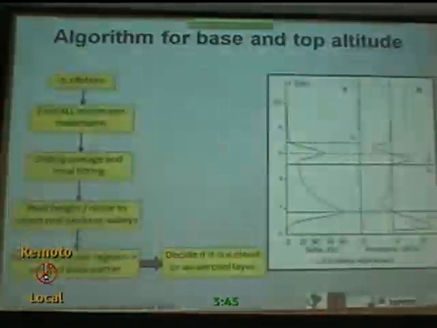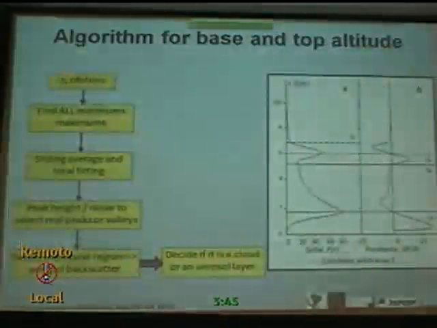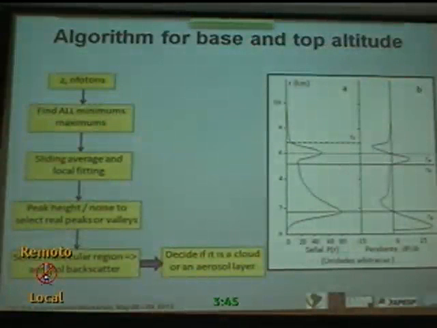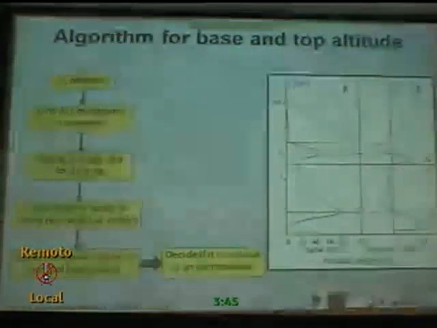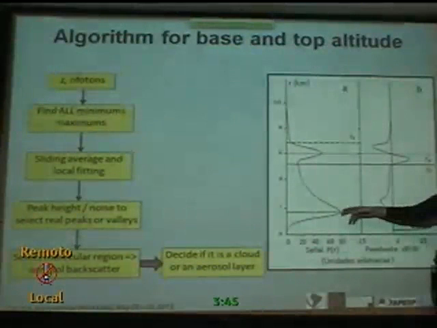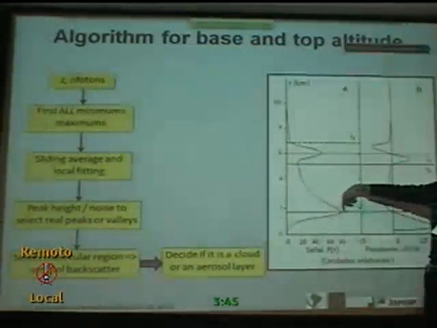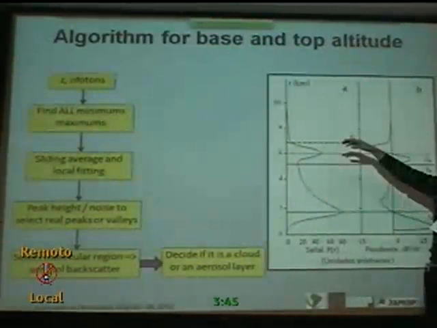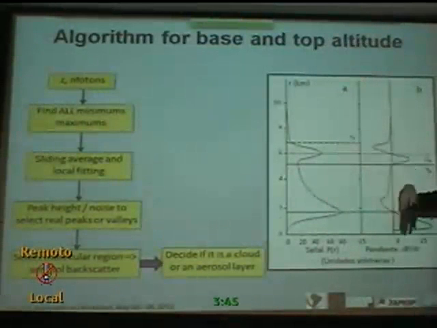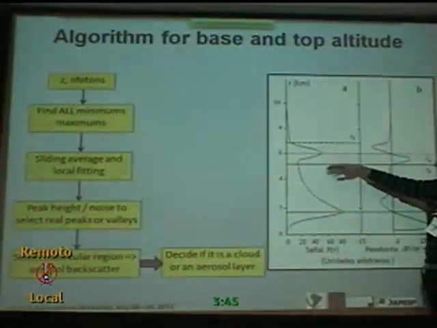So how does the algorithm work? The first part that we had to do is to identify the clouds. So in a general sense, this is a schematic view of a signal. A real signal has a lot of noise added on top of that. So the first part is to detect all minimums and maximums. Then you do a gliding average, and the curve will look like this diagram.